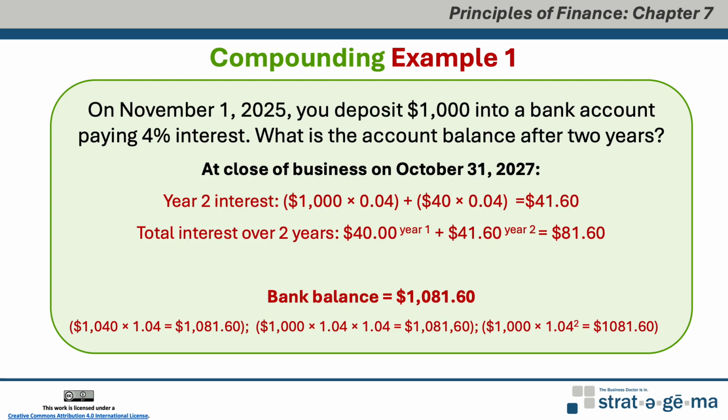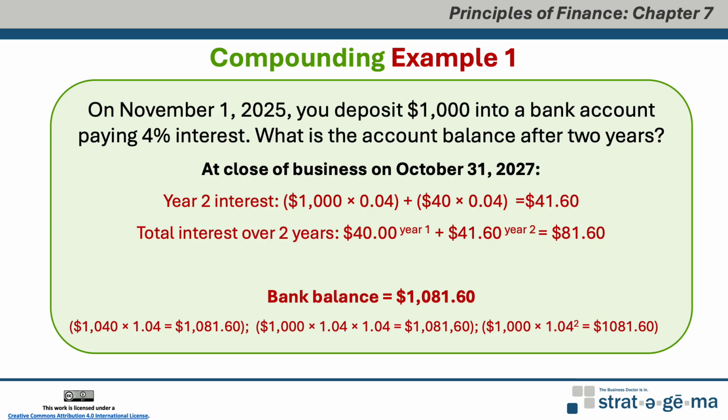And you see the subcalculation here. We have 1,040 times 1.04. That's $1,081.60, which is the same thing as 1,000 times 1.04 times 1.04. Or it's the same thing as 1,000 times 1.04 squared. So you see that exponent there allows us to apply compounding to any periods. If we want to know what that will grow to at the end of period 3, period 4, we would simply take 1,000 times 1.04 exponent 3, exponent 4, etc.